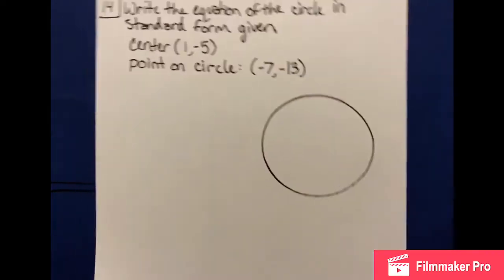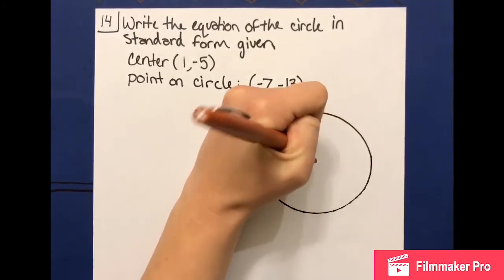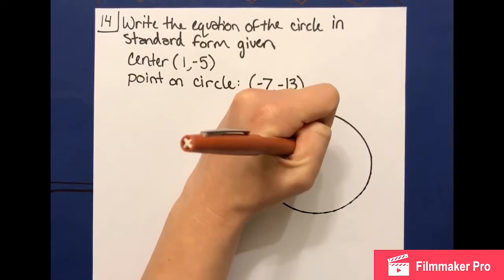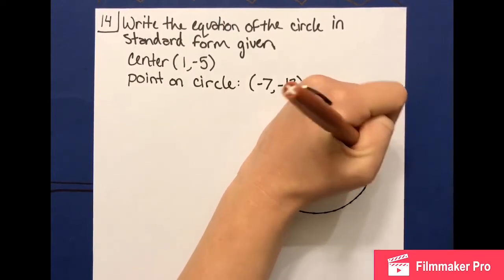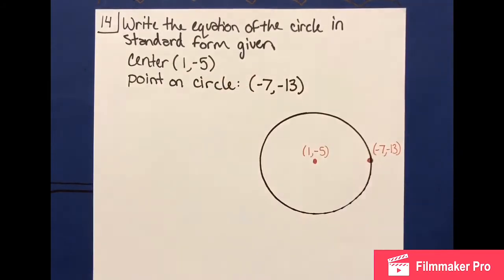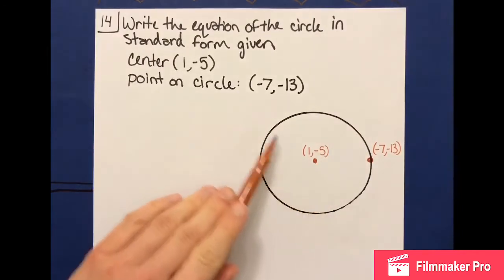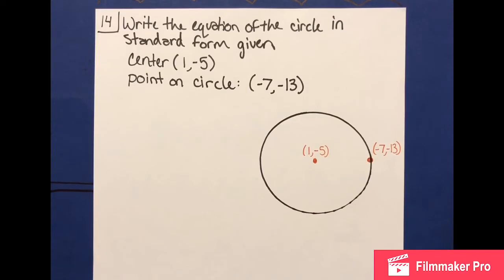Number 14, write the equation of the circle in standard form given... So what they're giving us is the center, which in this case is 1, -5, and a random point somewhere on the circle. I'm going to put it over here mainly because your notes have it drawn with the point over here, okay? Now here's the thing, most likely it's actually somewhere like here, it's not going to be straight across, so you can't just count like I could in the last one. Let's look at what we can do, okay?